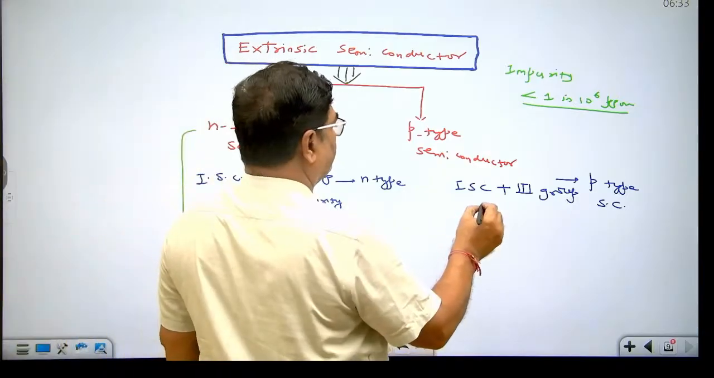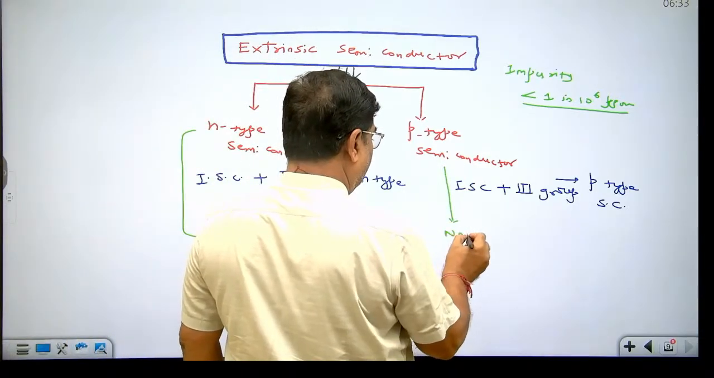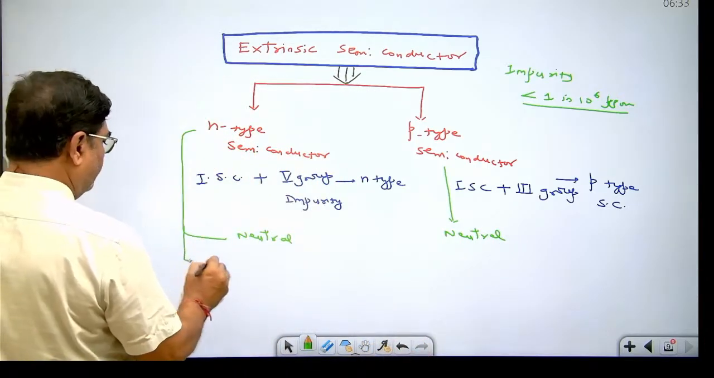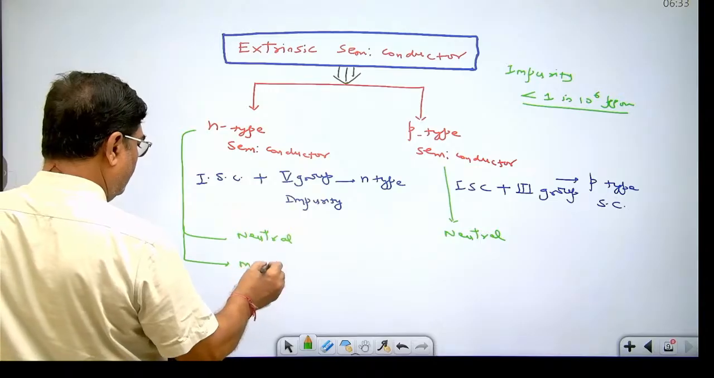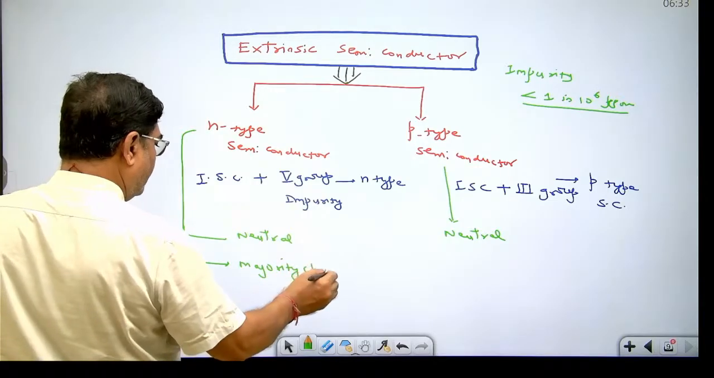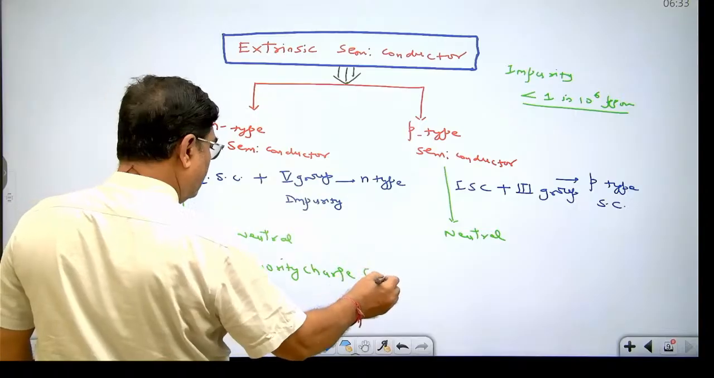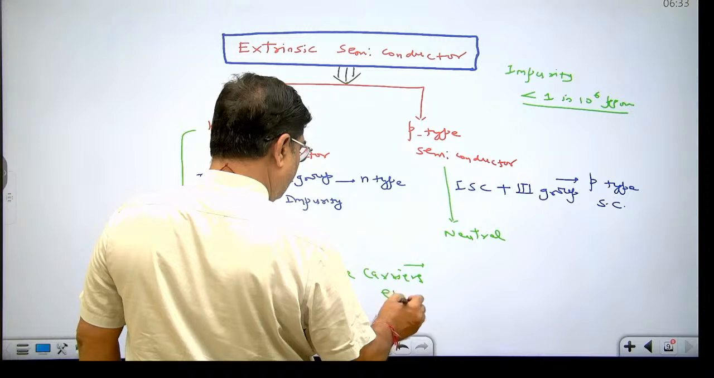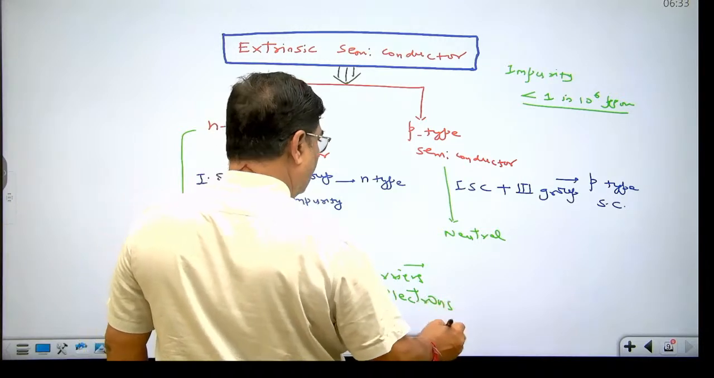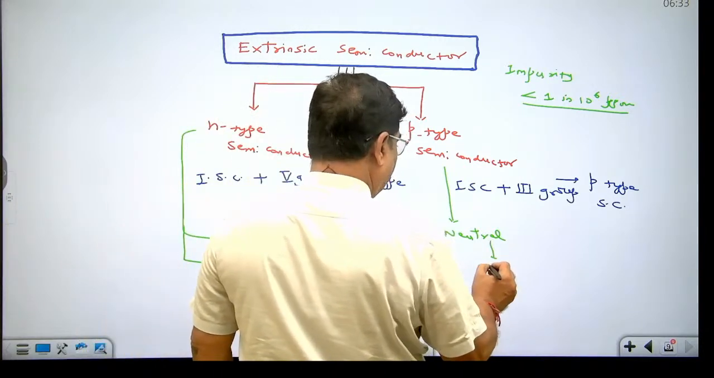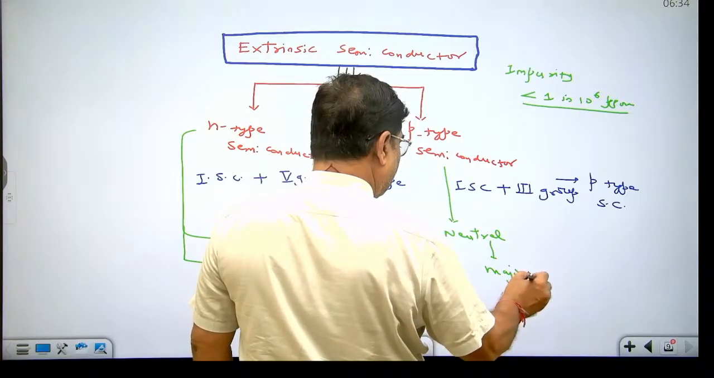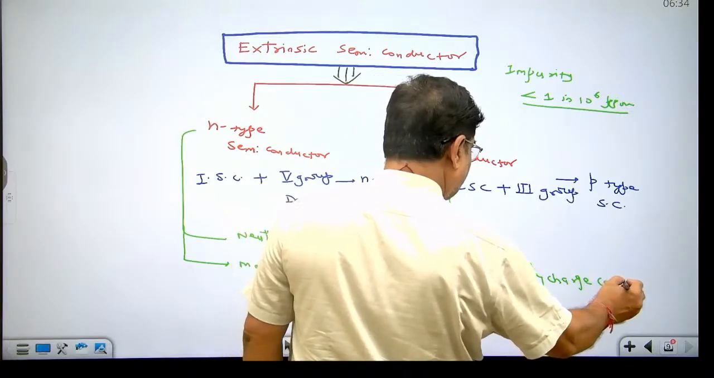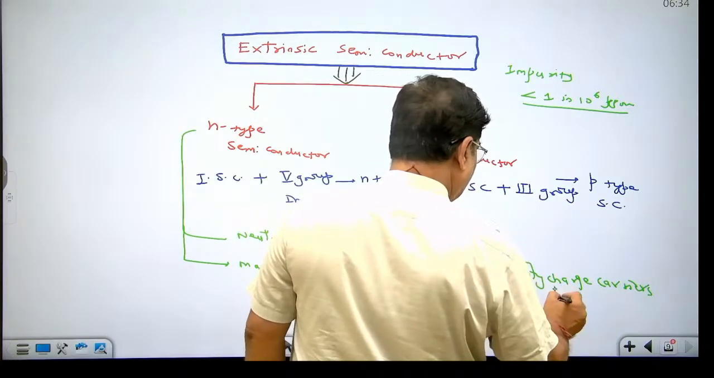This is also neutral. You will see here the majority charge carriers are electrons. And here the majority charge carriers are holes.